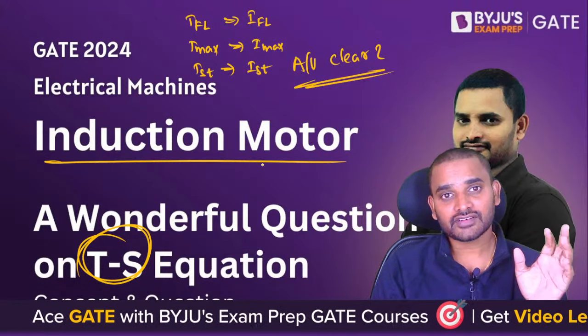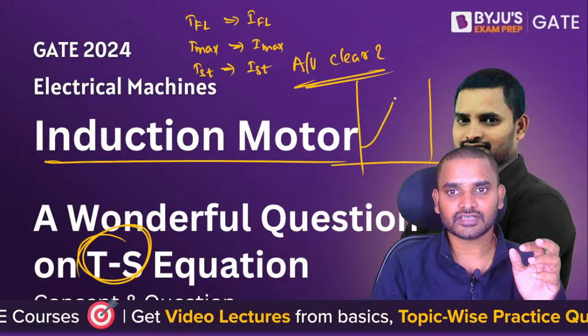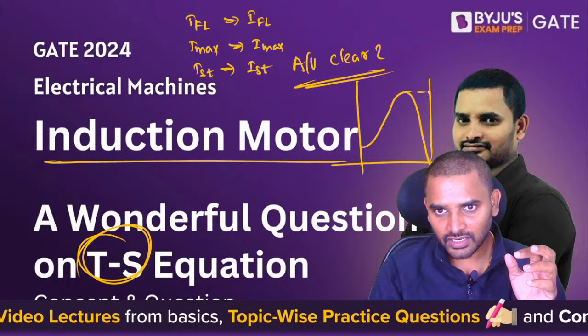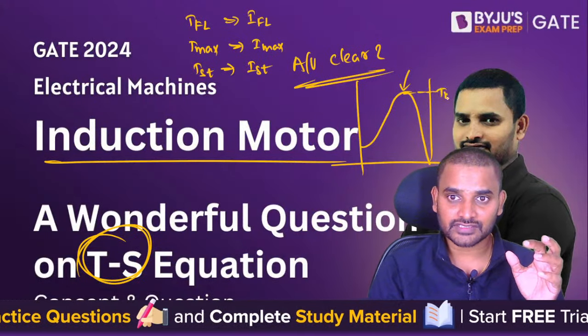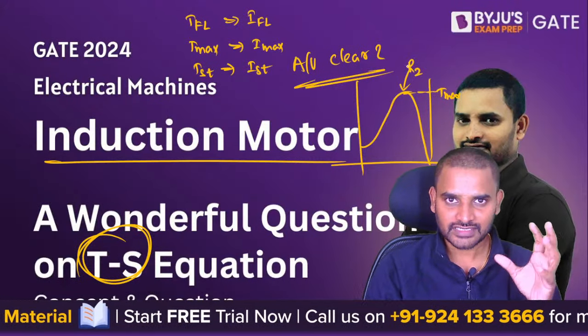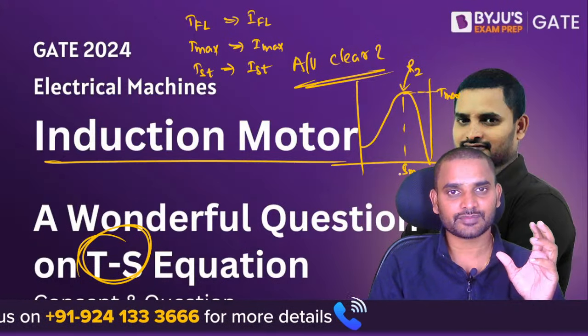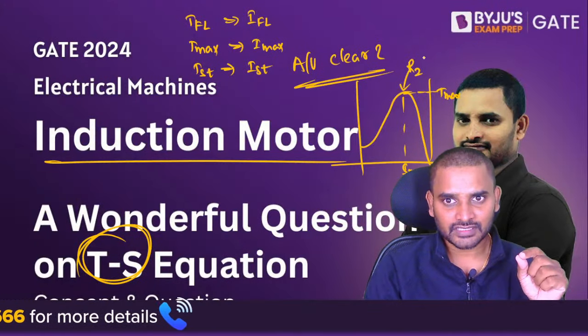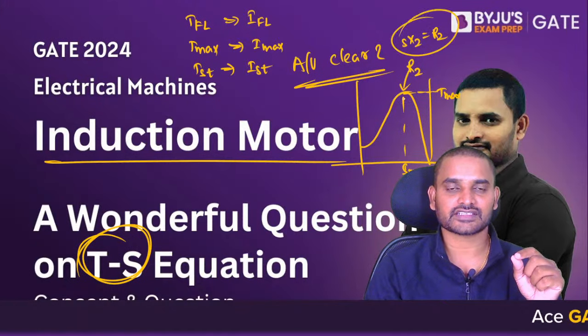Along with this, if you remember the torque slip characteristics of induction motor, at what value of resistance the maximum torque is going to occur. There is a condition: the maximum torque is going to take place at this slip value. At this slip, the slip times reactance will be equal to rotor resistance.